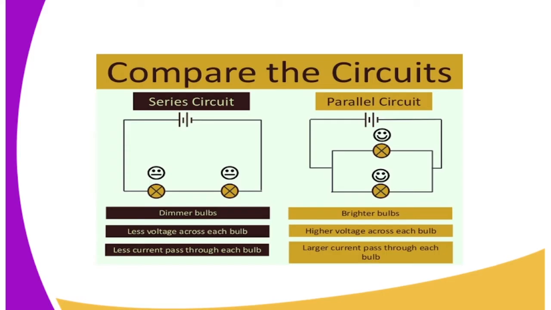Let's look at the parallel circuits. The bulbs are brighter. And why are the bulbs brighter? It is because the EMF across one bulb is equivalent to the EMF across the other bulb. It is as though the total EMF of the circuit is passing through each bulb. That's why the bulbs are brighter. Number 2, there is higher voltage across each bulb. And number 3, larger currents pass through each bulb.